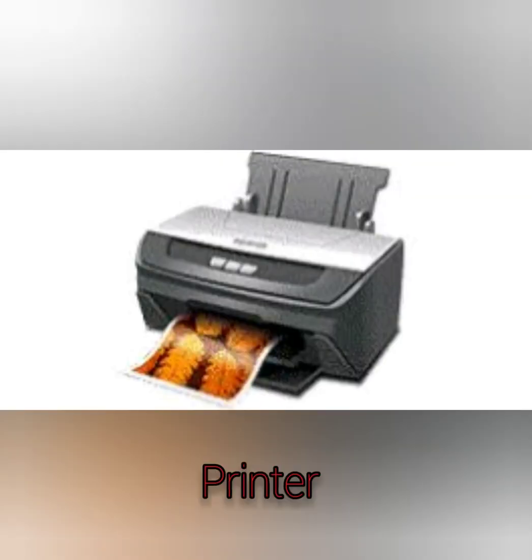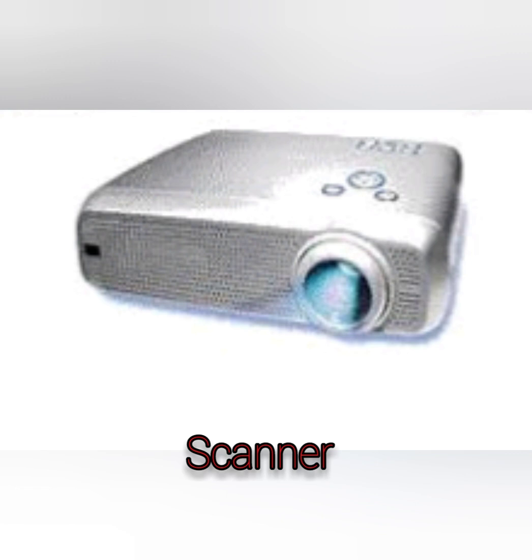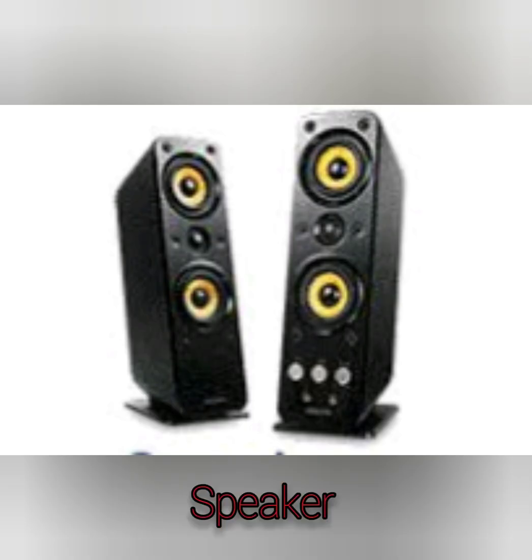So printers can print the result of our work on the paper. So it is an output device. And projector, it takes the image from the computer and projects them onto a large flat surface. Speakers, you can listen to music, speech or sounds from the computer through speakers. So these are the major output devices.